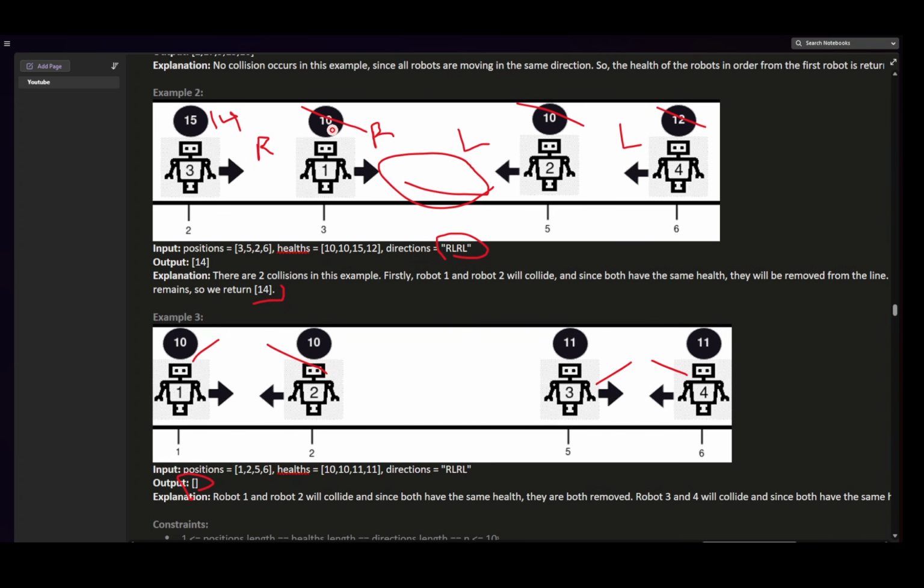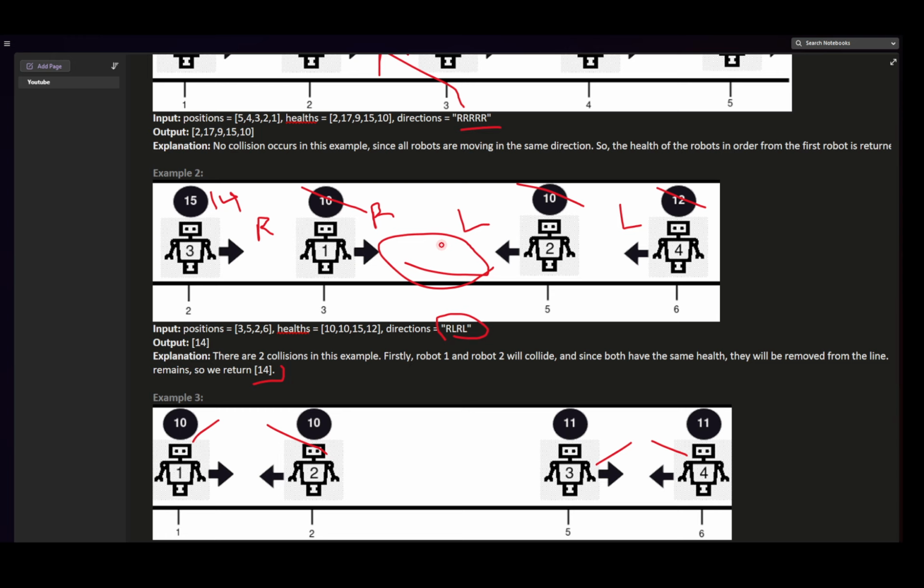They will collide if both have the same health. Both will be removed, and the lower health will be destroyed, and the higher health will be preserved. Same thing in LeetCode, there is one kind of problem, nothing but the asteroid collision problem. It's also similar to that.